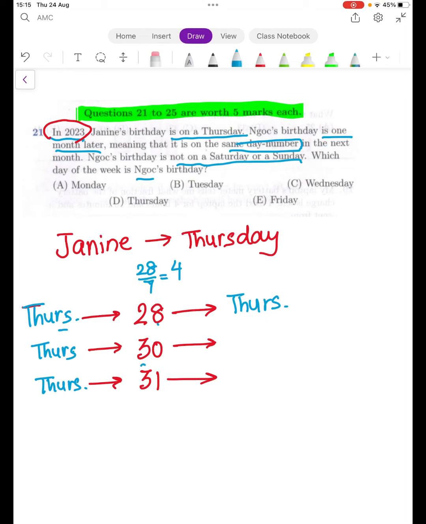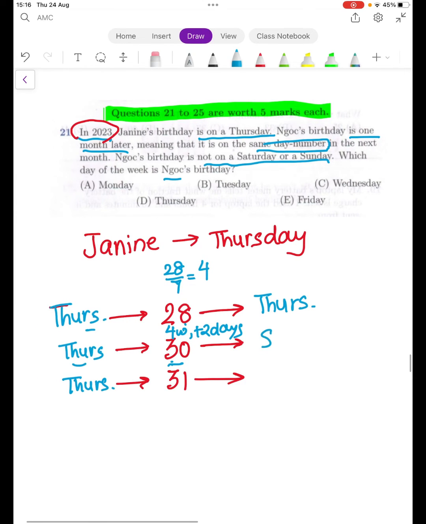If it was any other month with 30 days in between, 30 divided by 7 will be 4 weeks plus 2 days. That means it will be Thursday, 4 weeks already, and 2 days, Thursday, Friday, Saturday. It will fall on a Saturday. And similarly, if it was any month that has 31 days in between, that means 4 weeks plus 3 days, and that means Knox's birthday will fall on a Sunday.